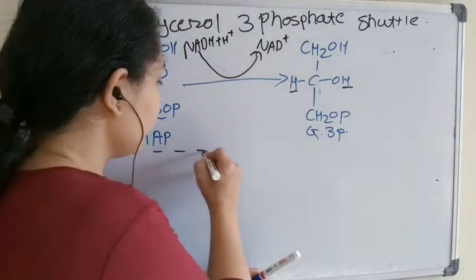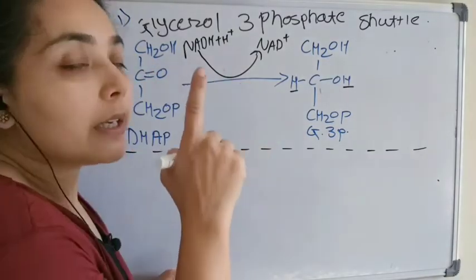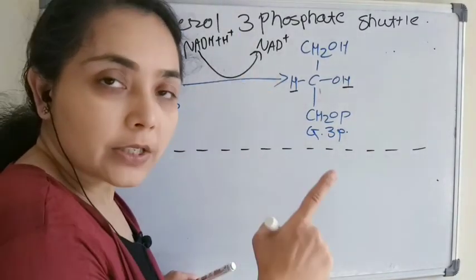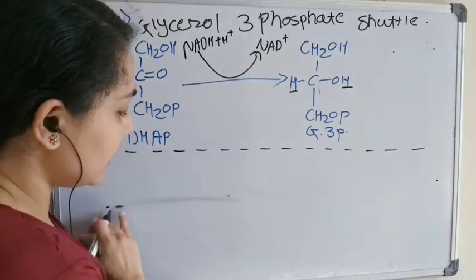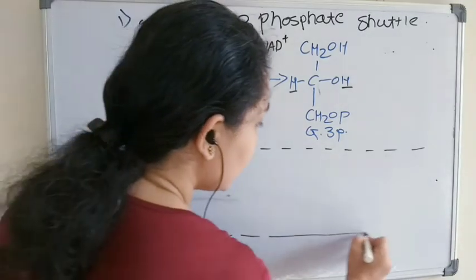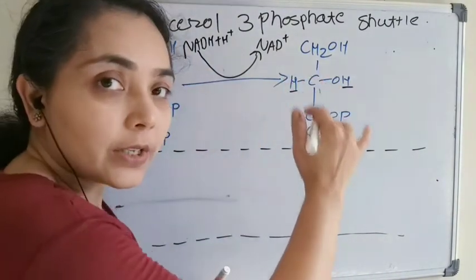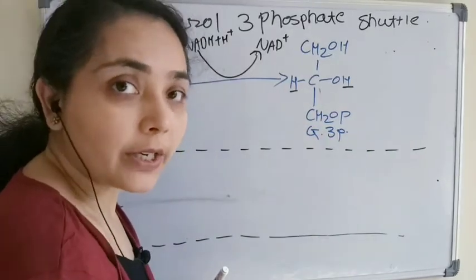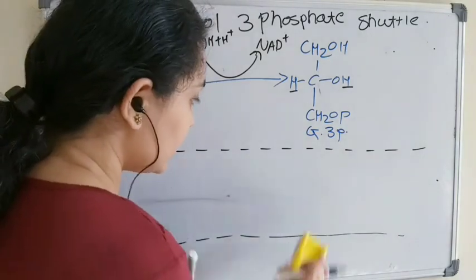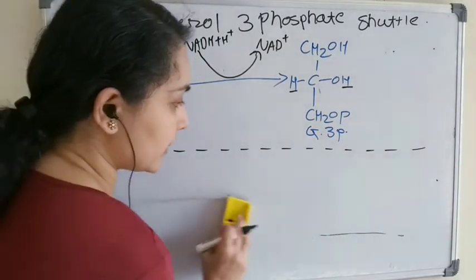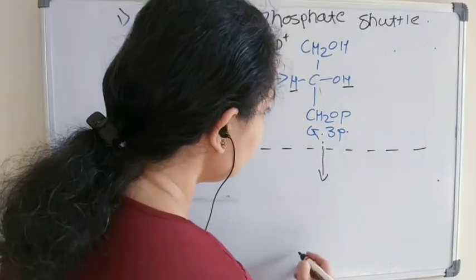And suppose this is a mitochondrial membrane. Glycerol 3-phosphate, these shuttle systems generally take place in the, suppose this is the inner membrane, this is the outer membrane and the intermembrane space. So glycerol 3-phosphate will transfer to the intermembrane space, not in the matrix region. Okay, so glycerol 3-phosphate will come here. You just consider this is the intermembrane space. Okay, so glycerol 3-phosphate will come here.